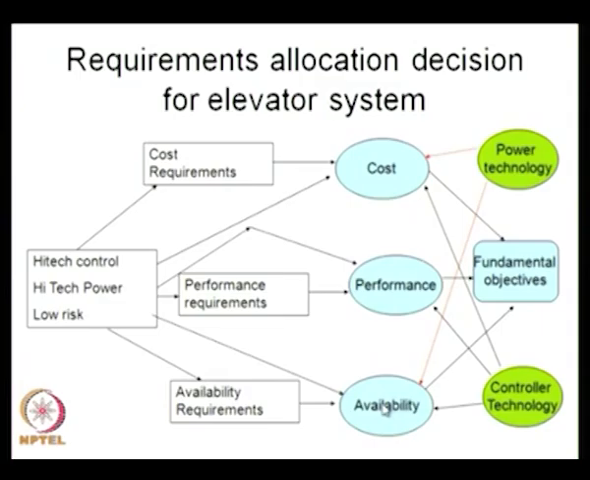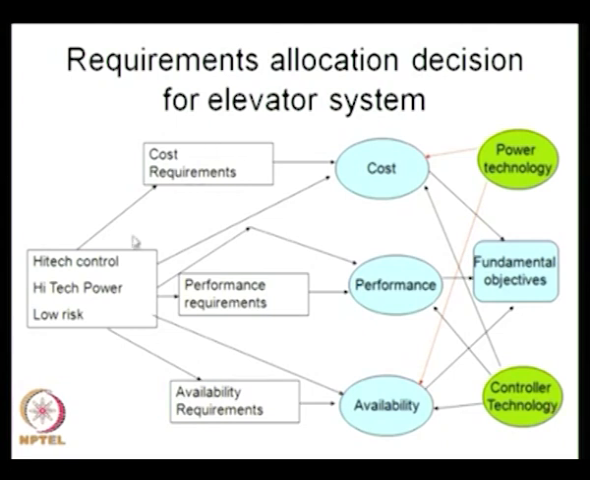availability, and of course we have the value of the fundamental objective to be met. So the fundamental objective is basically the design objective or the purpose for which the elevator is being made. So that fundamental objective is to be met, whether you go for a high tech control or high tech power, we need to meet the fundamental objective of the system design. And then we have the other chances like power technology and controller technology. What is the availability of the power technology and what is the availability of the controller technology? These are the two chances you have. So we have cost, performance and availability, and then power technology and controller technology as the chance nodes. And based on this we need to take a decision.